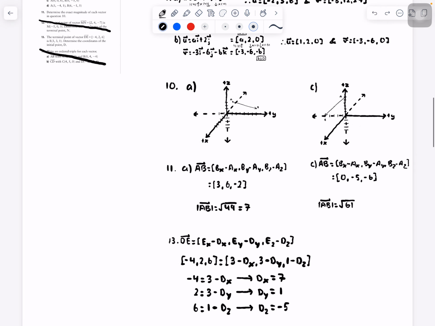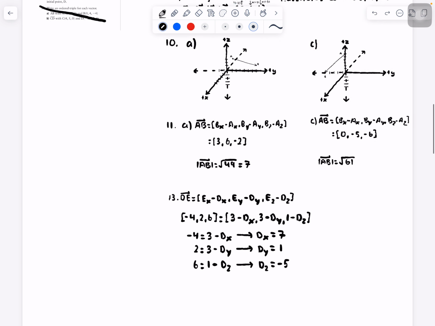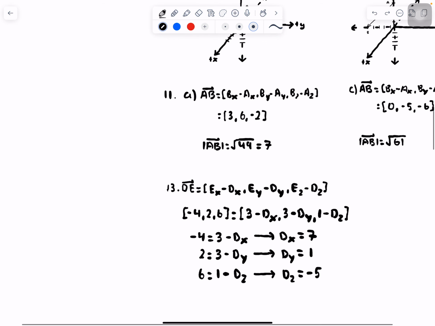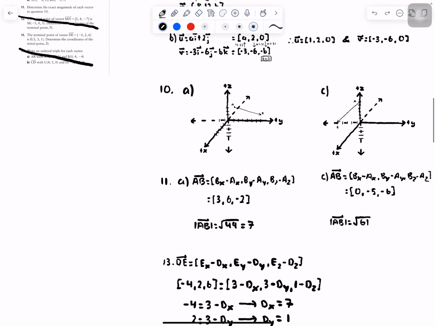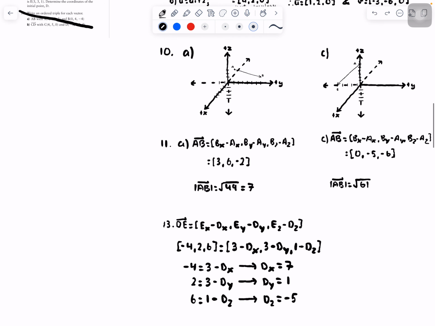Okay, and we're actually given what the vector DE is, (-4, 2, 6), so I wrote that here. And then from our previous formula, I just plugged in what I know for point E. Point E is (3, 3, 1). So that's what I plugged in here. That's 3, that's 3, and that's 1.